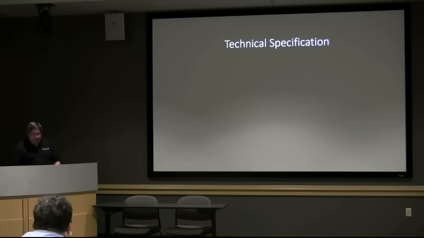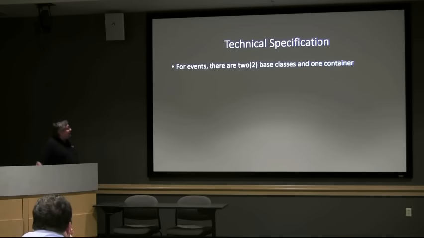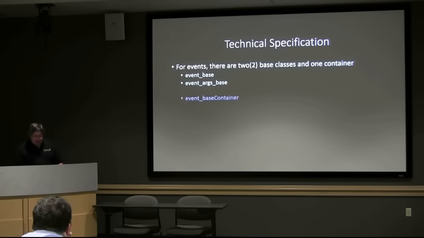So, the technical specification of the proposal. For events, we have two base classes and one container. One is called event base, which would be the base class. It's a pure virtual, pure abstract class that can be inherited and implemented based on each event. Then an event args base, which is basically the location of where the device stores its data so that the event can use it. And then last, an event-based container, which contains a sequence of events that will fire based on a particular device trigger.